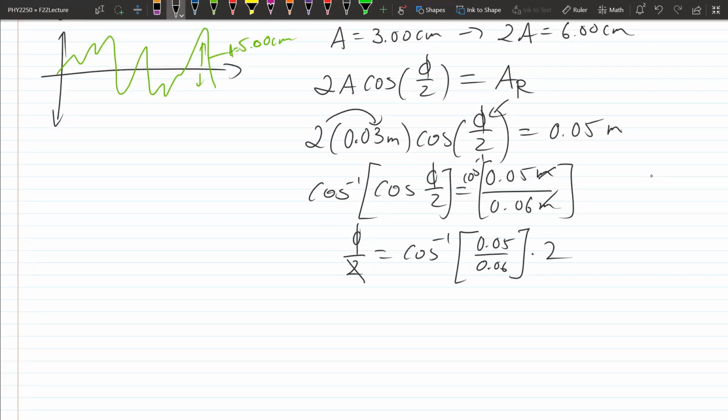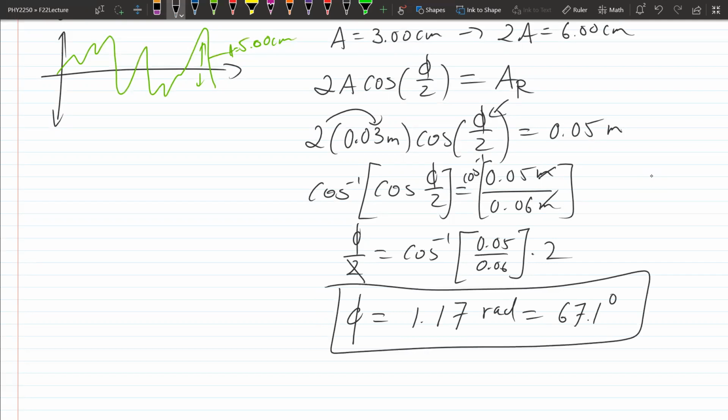And if you did that, this answer will come out in radians, 1.17 radians, which is actually equal to, if you convert this to degrees, just so you can have a better picture of it, about 67 degrees.